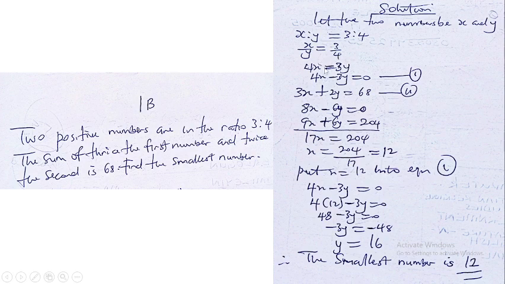Then take this 3y to the other side, you have 4x minus 3y equals 0. So we can call that equation 1. Now let's go back to the question. The sum of thrice the first number. Let's first deal with this.